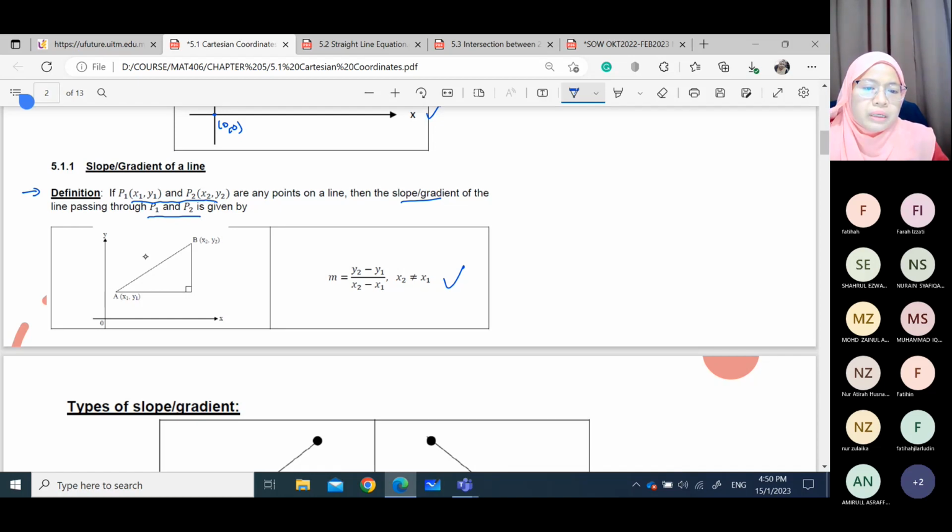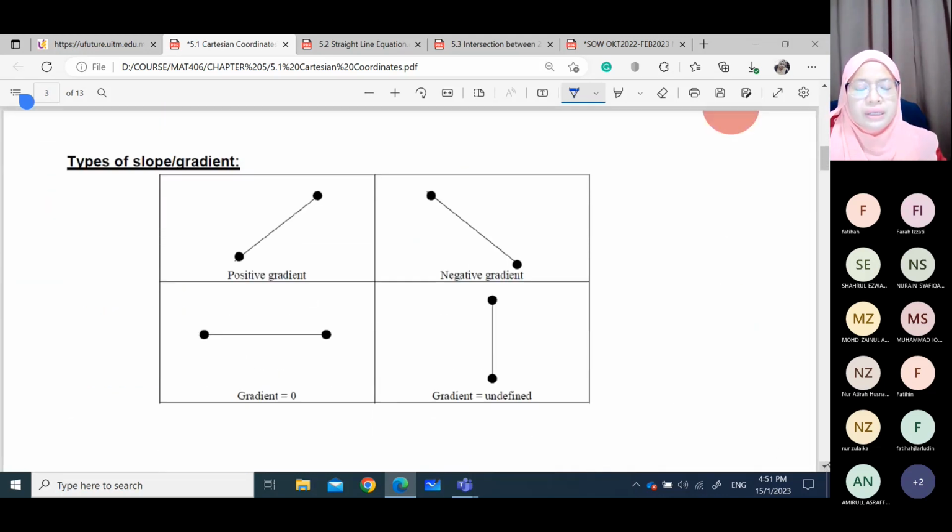So maknanya untuk dapatkan slope, ia melibatkan dua titik antara A dan juga B. So ini kita panggil sebagai kecerunan ataupun slope. So macam mana dapatkan slope? Dia mesti ada dua titik. So slope is y2 minus y1 ataupun perubahan bagi y, okay, divided by changes of x. Okay, so ini adalah slope kecerunan.